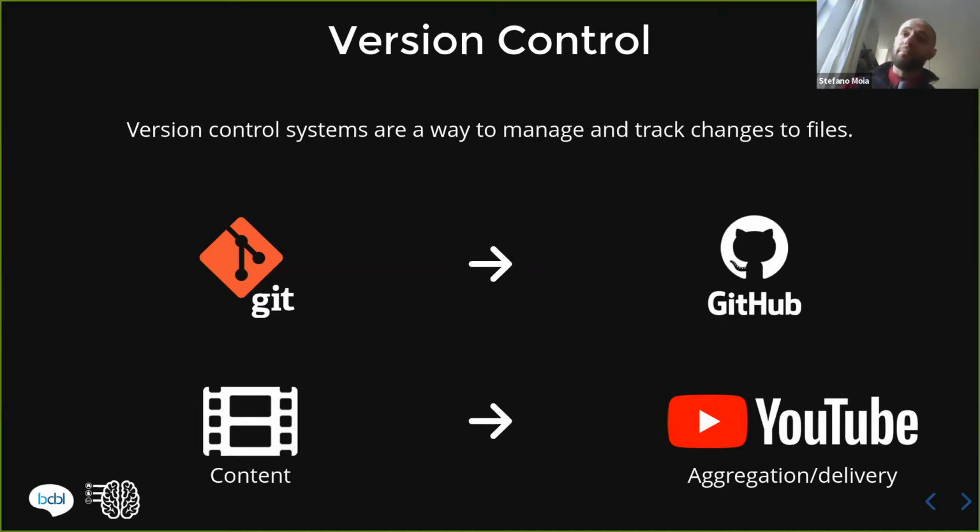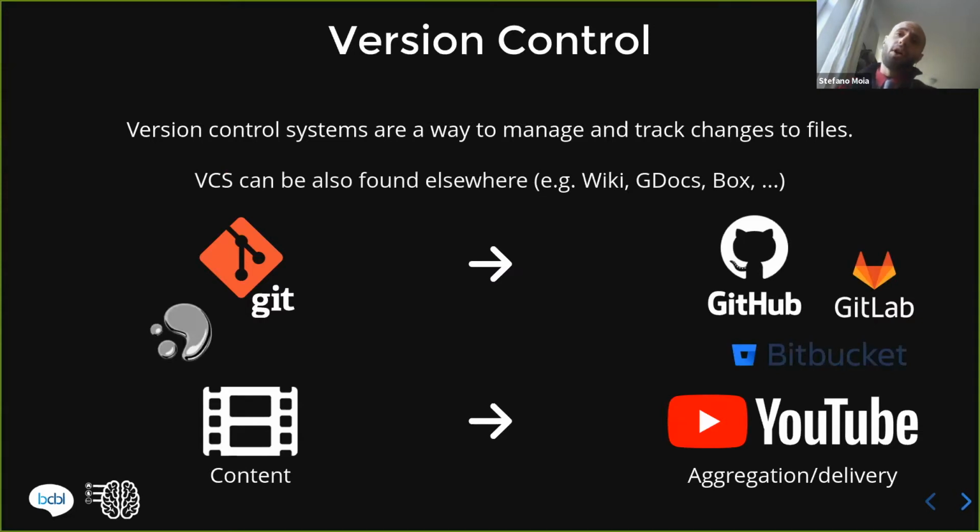version control system. It's good to know that Git is not the only version control system out there. Another one quite fairly popular is Mercurial. And GitHub is not the only website that hosts Git-related repositories. For instance, you can use GitLab or Bitbucket or anything else out there. And version control systems are not just in GitHub, Git, Mercurial, GitLab, etc. They can be found a bit everywhere nowadays.